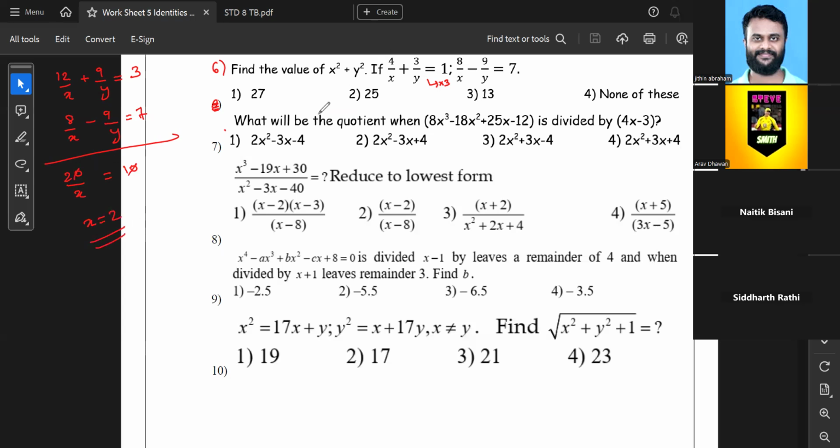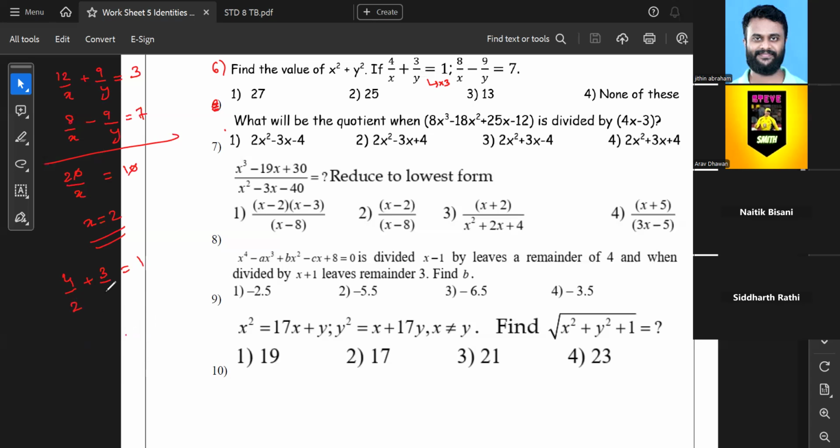Once you get x equal to 2, you simply substitute it into the next equation, like 4 by x plus 3 by 2 is equal to 1. You take it to the other side, 4 by x is equal to 1 minus 3 by 2 gives you minus 1 by 2. Oh sorry, I put it in the wrong place. My bad, substitution was wrong. Just a minute. x is equal to 2.